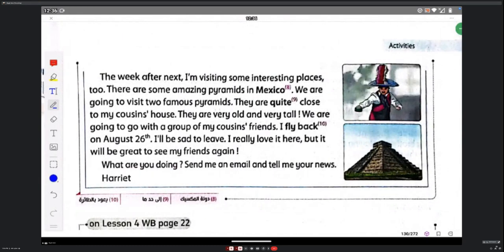The week after next, I'm visiting some interesting places too. There are some amazing pyramids in Mexico. We are going to visit two famous pyramids. They are quite close to my country. They are very old and very tall. We are going to go with my cousin's friend. I fly back on August 26th. I'll be sad to leave. I really love it here, but it will be great to see my friends again. What are you doing? Send me an email and tell me your news. Harriet.